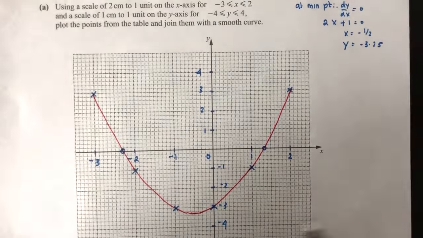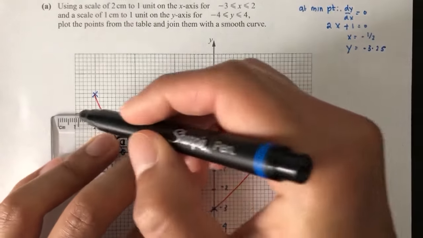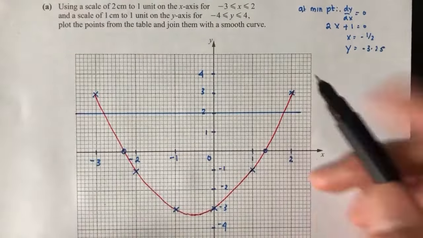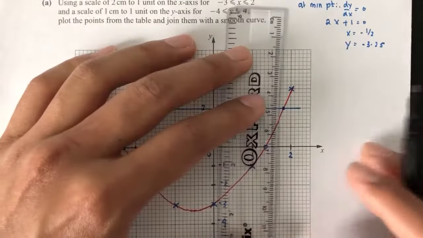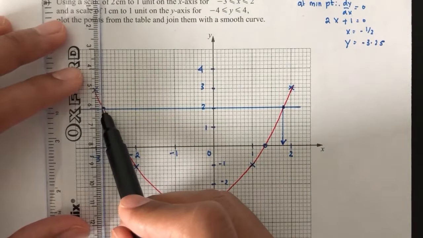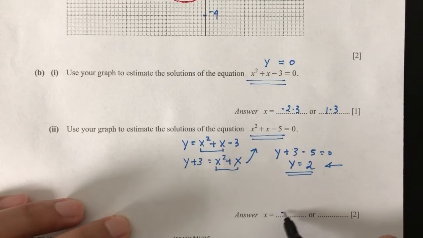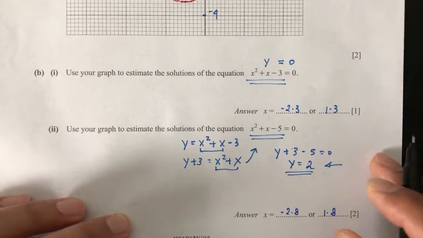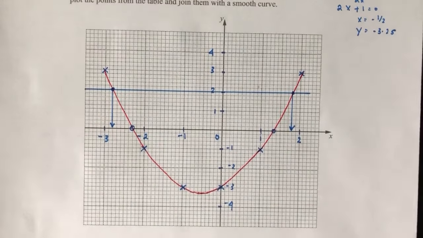So y equal to 2 will be about here. And here you go. It touches the curve at this position and at this position. So for this one it will be this one, and this one will be right here. The first value is 1.8 and this is minus 2.8. So minus 2.8 and 1.8. This is only an estimation. Your value may be 2.7, 1.7. That is okay as well, as long as you show your working for how you received your points.